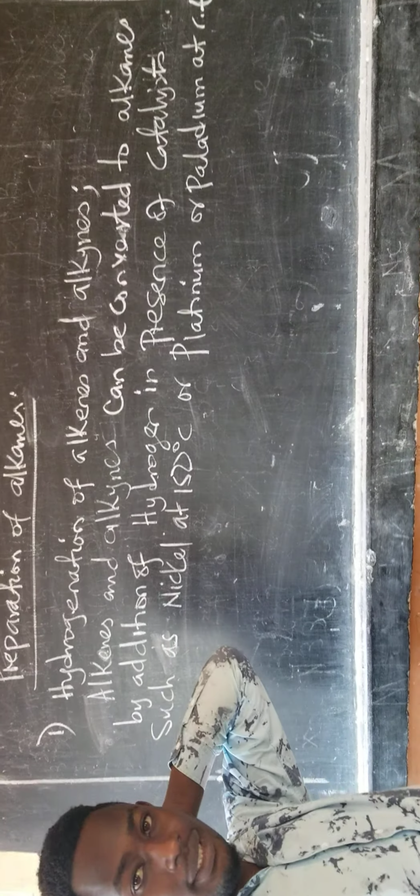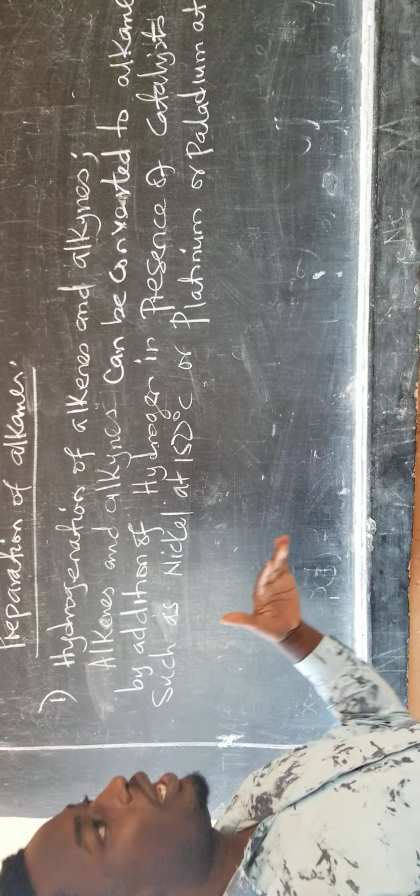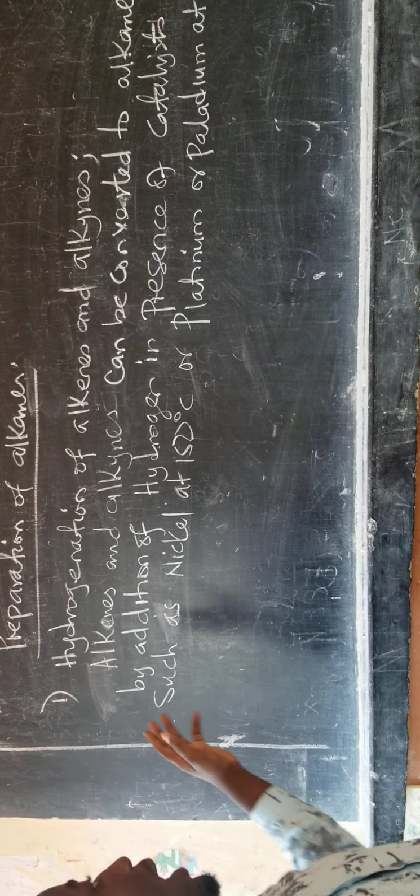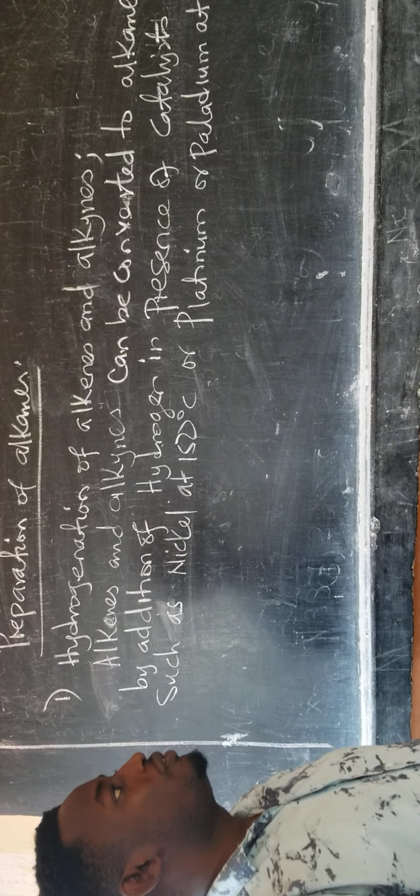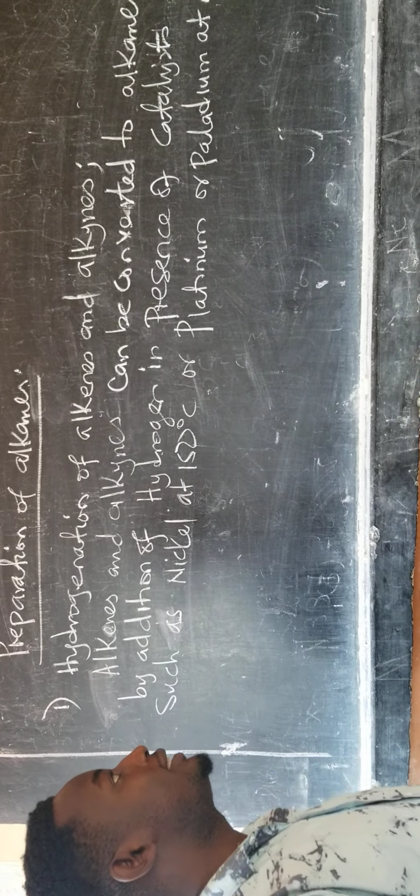Okay, now we are looking at preparation of alkanes. There are four ways of preparation of alkanes that we are going to look at, of course without taking into consideration the natural sources. The first one is hydrogenation of alkenes and alkynes.